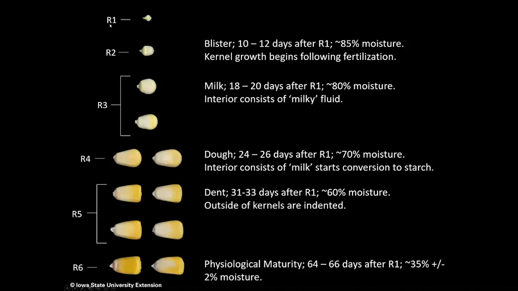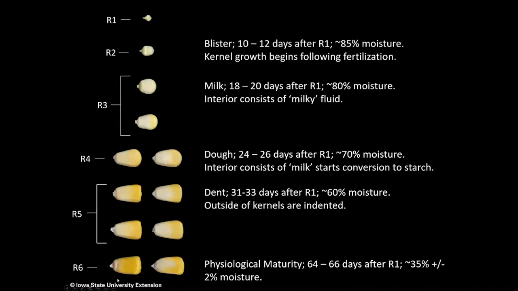From R1 out to R4 occurs over about a 30-day period. That varies a little depending on the maturity and on the high and low temperatures we're experiencing at that time. The R5 stage, the dent stage, is distinguished by a dent on the outside of the kernels. These pictures don't show the dent very well, but as the moisture decreases, the kernel and the pericarp shrink in, predominantly at the end of the kernel first. The dent stage is about another 30 days, during which we're filling the kernel with starches and decreasing the moisture.